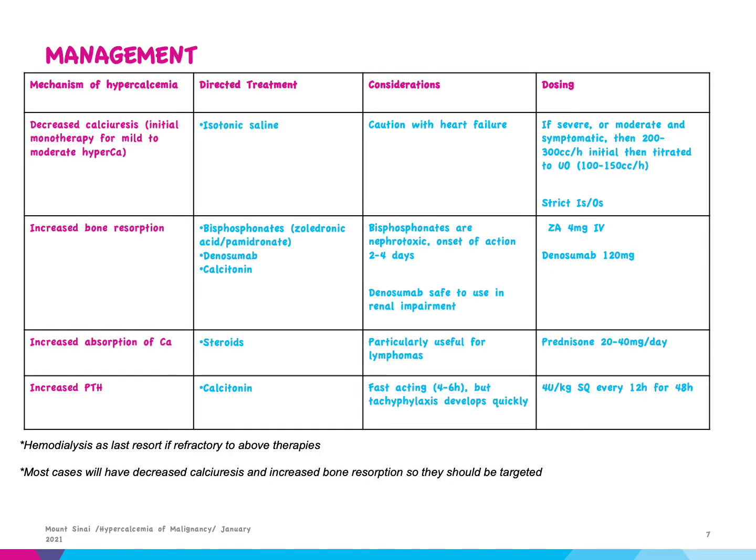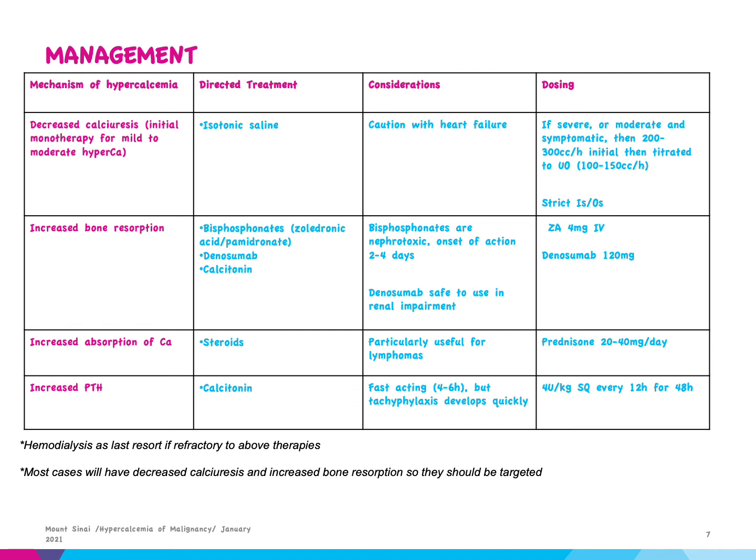So I created this table to go over the basics of management. So the mainstays of management in hypercalcemia, before we get into the table, are increasing calcium excretion, decreasing bone resorption, and also treatment of the malignancy. So in terms of increasing the calciuresis, it's the initial monotherapy for mild to moderate hypercalcemia.